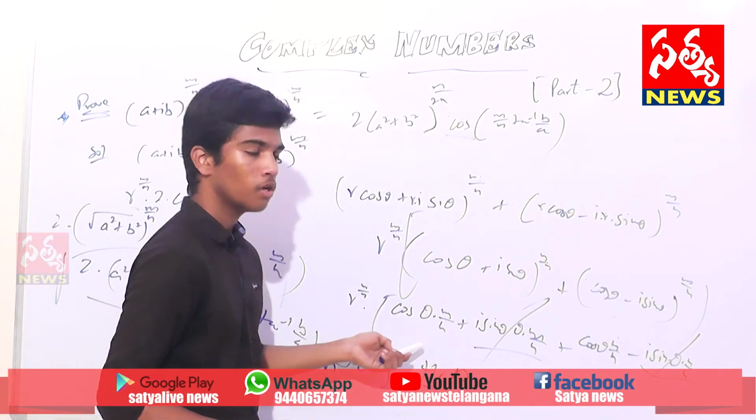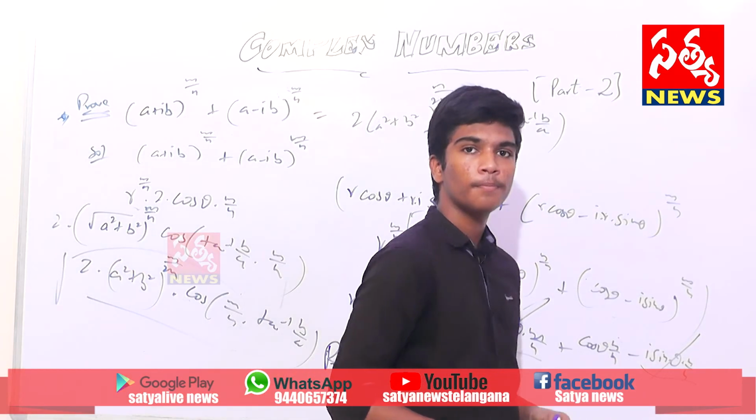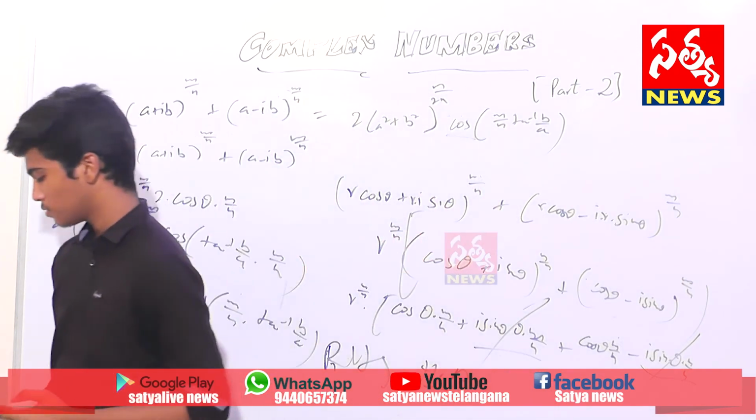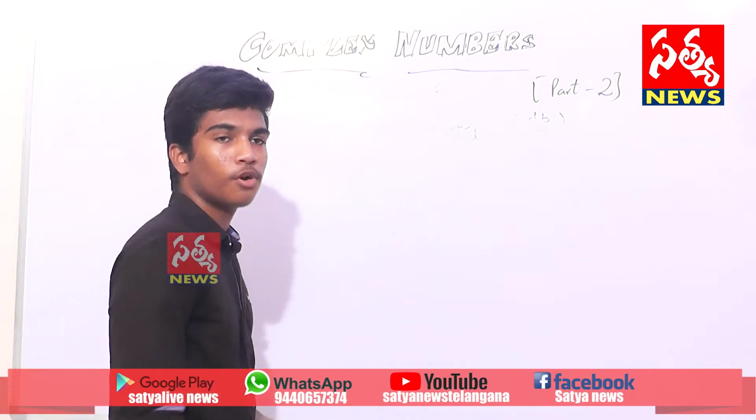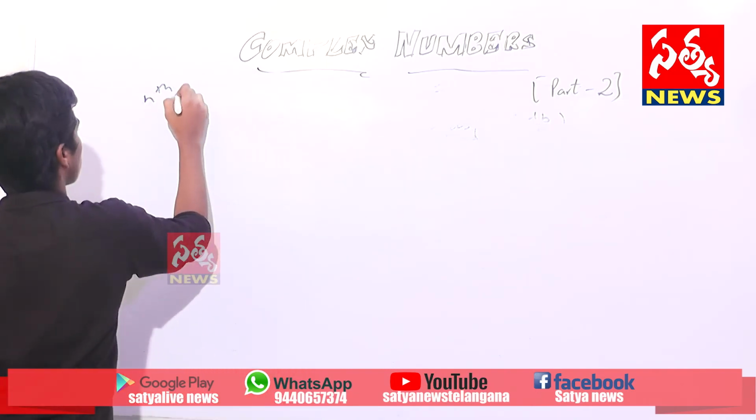Hope you understood how to apply De Moivre's formula. Now let's discuss a new concept, nth roots of unity.